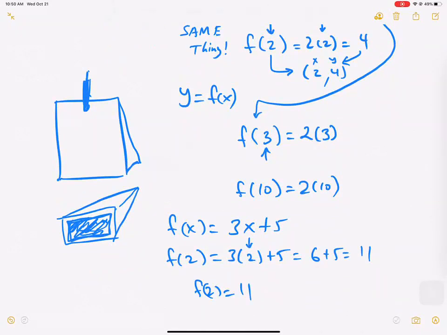Okay. And that's the only new part about this function notation, is that instead of writing the letter y as my result, we just switched it with the idea of function with the value I'm plugging in. Function at 2, function at 3, function at 10.